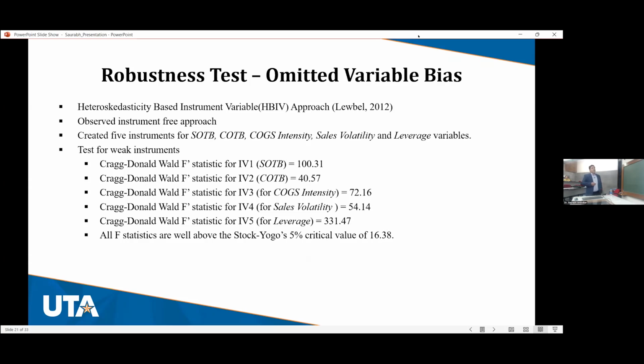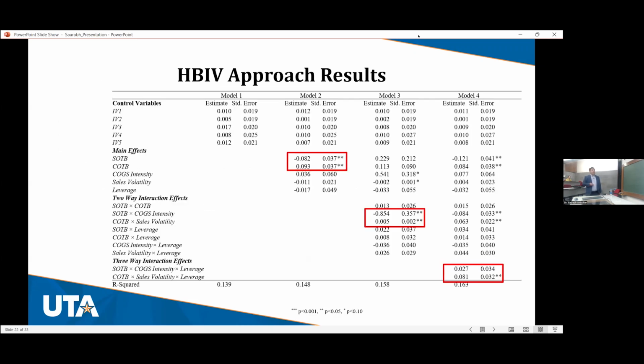Then we check for endogeneity due to omitted variables, different factors that may influence environmental performance that we don't consider within our model. And we control for that by creating instrument variables using the Lewbel 2012 suggested HBIV approach. And we create basically 5 instruments for each of these 5 independent and moderating variables that we have in our model. We test for whether they are weak identifiers or strong instrument variables. We see that they're strong and we can use them, and we go ahead and put them in our model. And even under their presence, our results don't seem to change, suggesting that omitted variables are probably not that big of a concern.